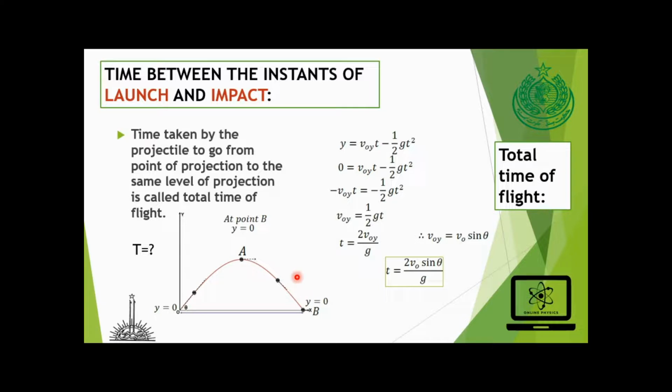So we will take this point in this equation, y is equal to v naught y t minus half g t square, the second equation of motion. Putting the value y is equal to 0, this will become like this: the minus sign will cancel, t square will cancel with t, and v naught y is equal to half g t, so t will become 2 v naught y upon g. Therefore, we know that v naught y is equal to v naught sine theta, and time will become 2 v naught sine theta upon g. So this is the time between the instant of launch and impact.